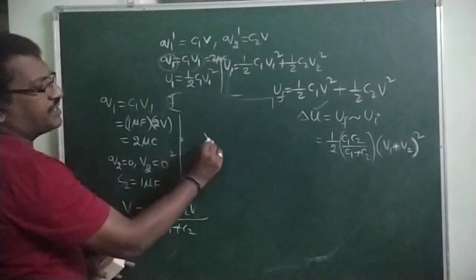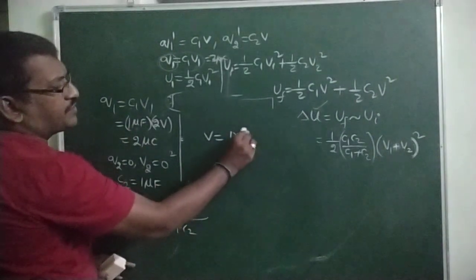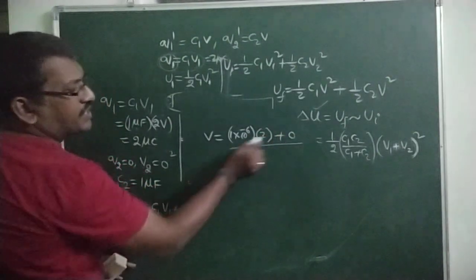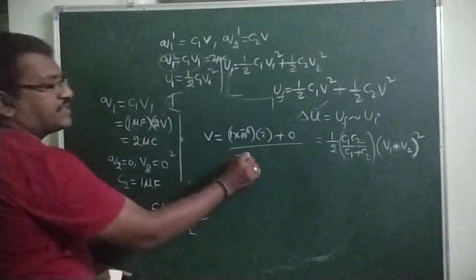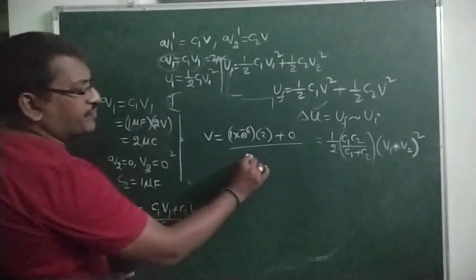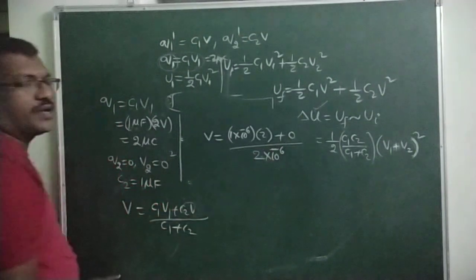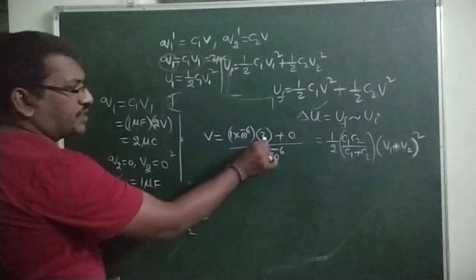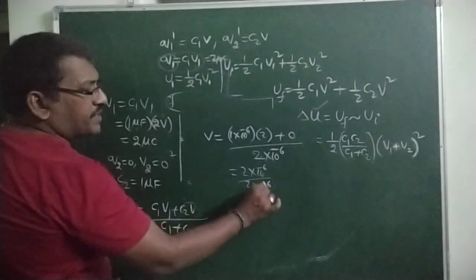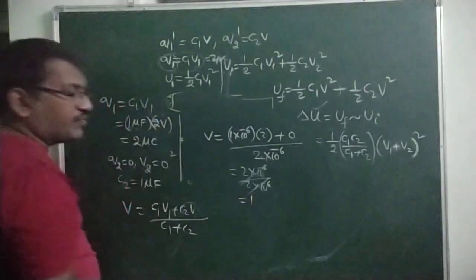V is equal to C1, which is 1 microfarad, means 1 into 10 power minus 6, times V1, which is 2 volts, plus this value becomes 0 because it is an uncharged capacitor, by C1 plus C2. C1 is 1 microfarad and C2 is also 1 microfarad, so you get 2 microfarad. Micro means 10 power minus 6. So you get 2 into 10 power minus 6 by 2 into 10 power minus 6. This cancels, so finally you get the common potential as 1 volt.